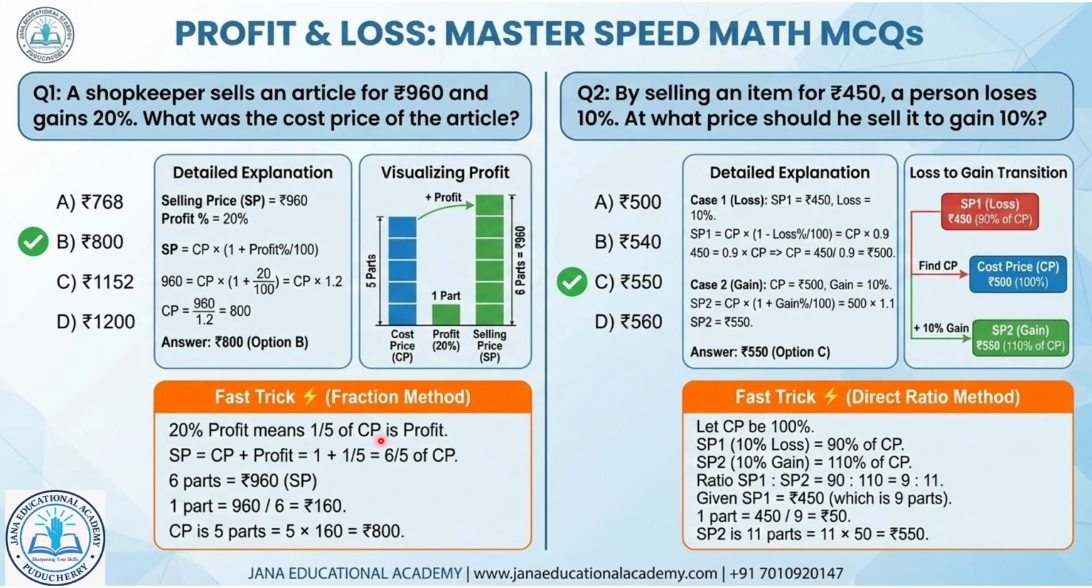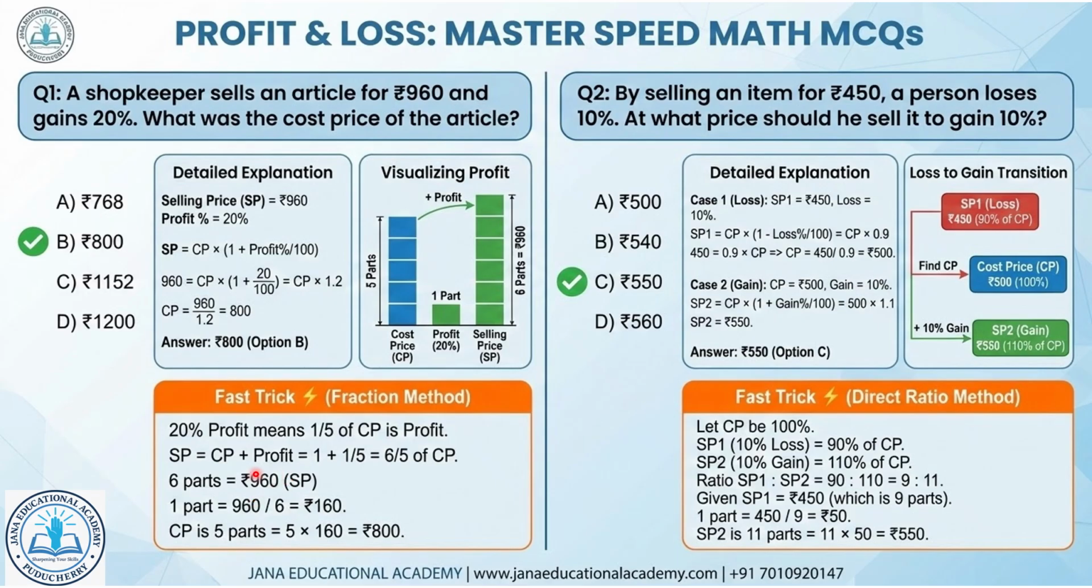1 by 5 of the cost price. So he gained 20% profit on the cost price only. So use this formula: selling price is equal to cost price plus profit. Let's say the cost price is 100 by 100, which is nothing but 1. Here the profit is 1 by 5. Taking the LCM, 1 plus 1 by 5, that is 5 plus 1, which is 6 by 5 of the cost price.